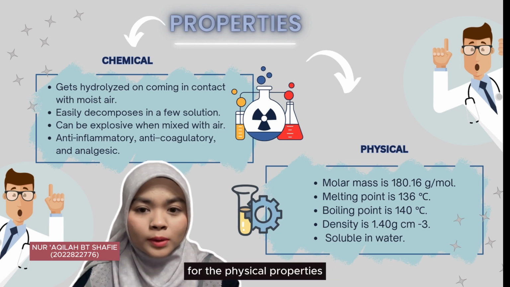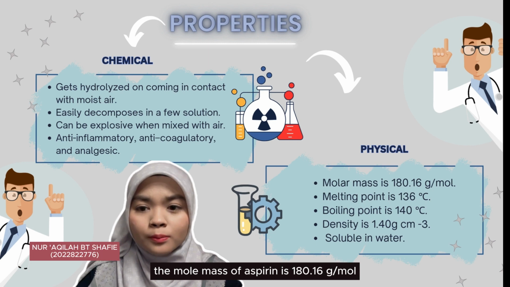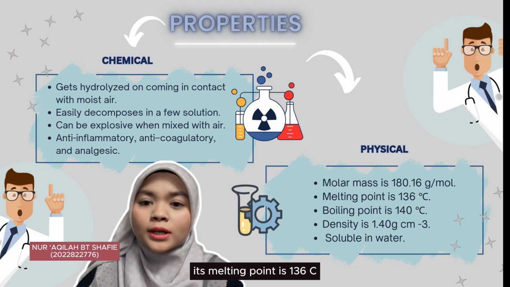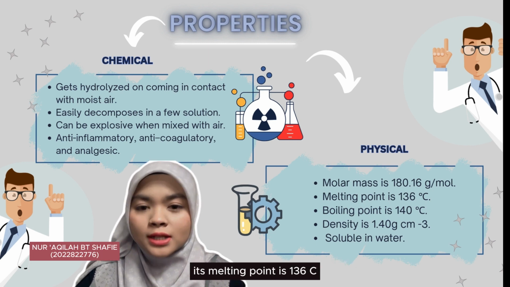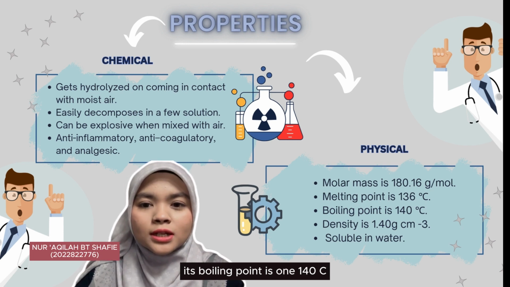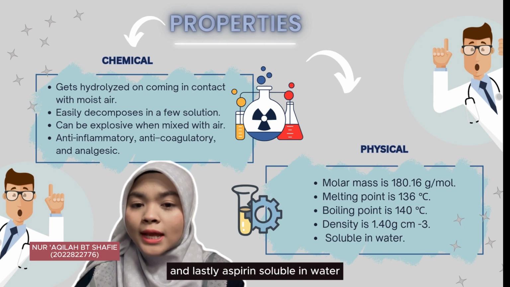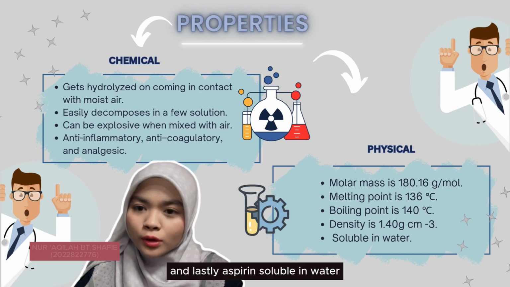For the physical properties, the molar mass of aspirin is 180.16 grams per mole. Its melting point is 136 degrees Celsius. Its boiling point is 140 degrees Celsius. Its density is 1.40 grams per cm3. And lastly, aspirin is soluble in water.